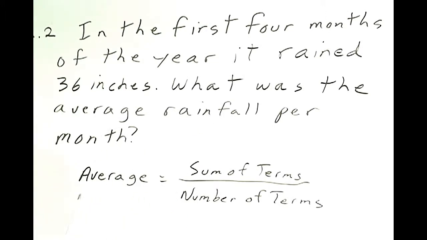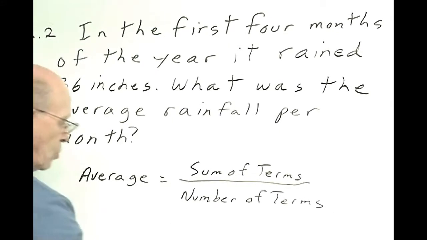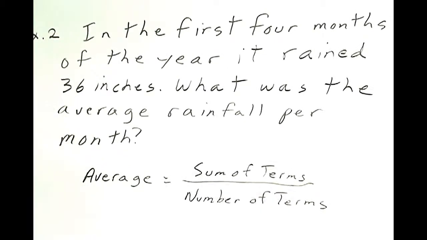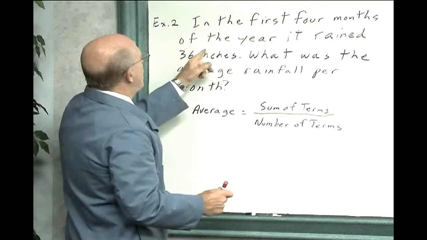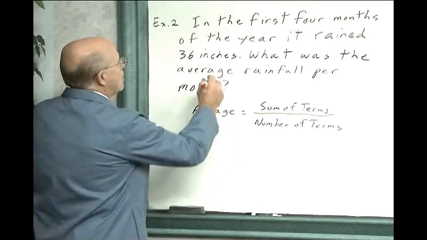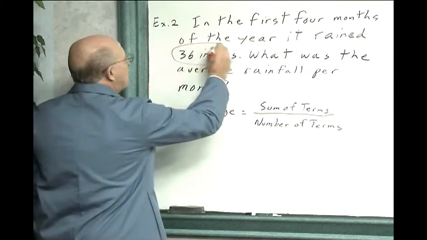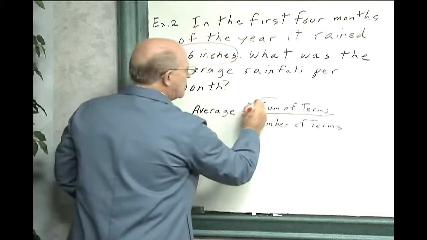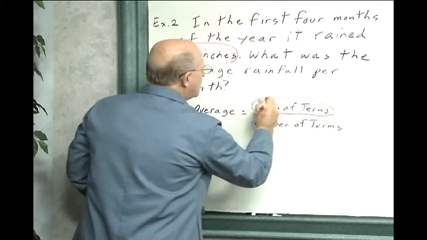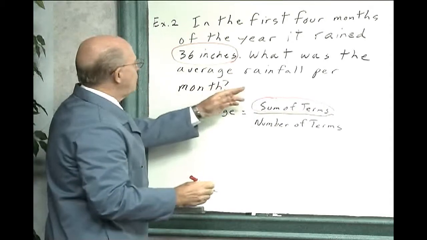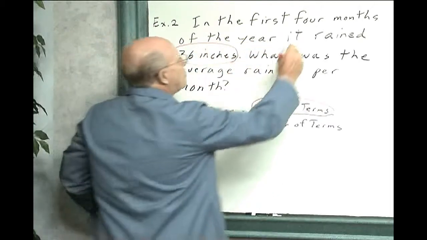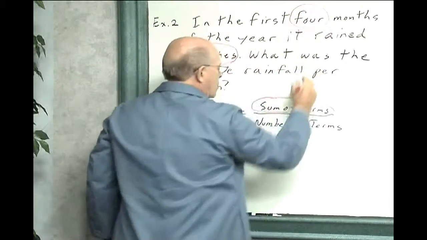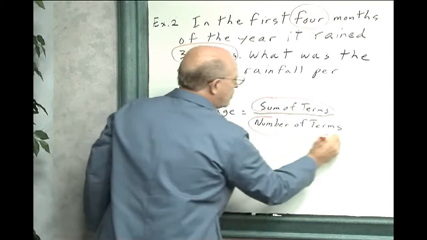Remember the formula. Average equals sum of terms divided by the number of terms. So let's find the sum of terms. In the first 4 months of the year, it rained 36 inches. That's the sum, the sum of the terms. What was the average rainfall per month? And here we have, in the first 4 months. So you have this number over here, 4. So that's the number of terms.